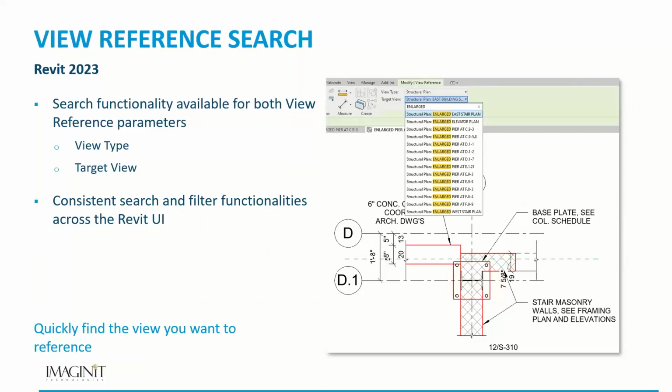This is sort of continuing on with the theme. So the view search, reference search. There's been some functionality with searching, but we can now search the view type and the target type, especially if you have a large project with a lot of views. This is very helpful.